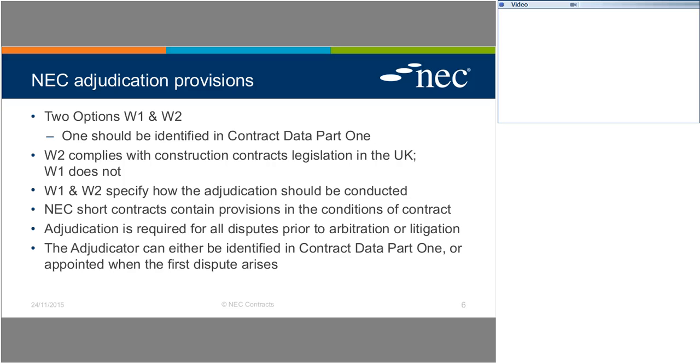The two options, W1 and W2, specify, firstly, how the adjudication should be conducted. Who starts the process? How do you start it? Who is the adjudicator? And they go into the detail of the exchange of documentation, the authority, the jurisdiction that the adjudicator has, when he or she must publish the decision, and both options go on to explain what happens next if one of the parties is not satisfied with the decision.